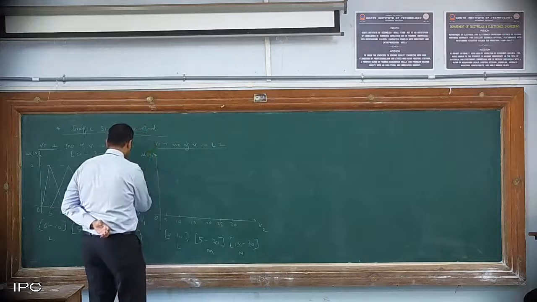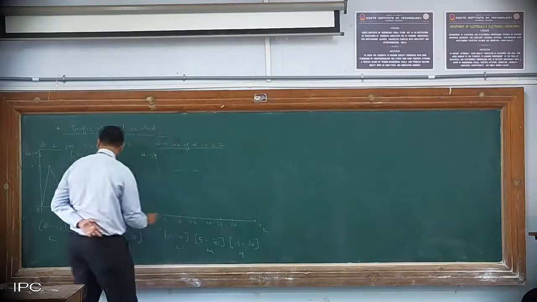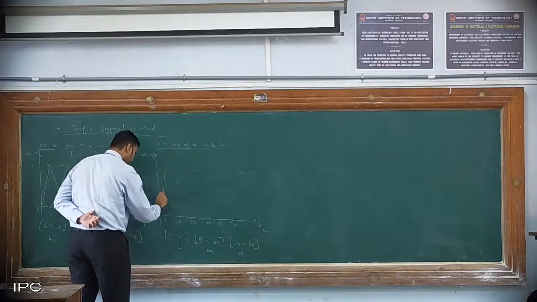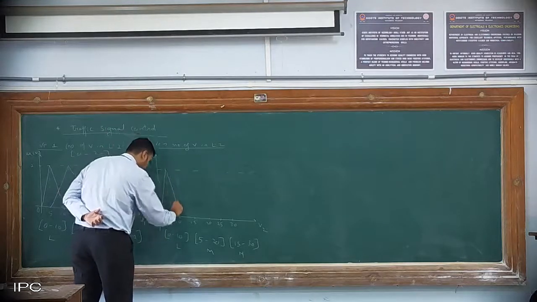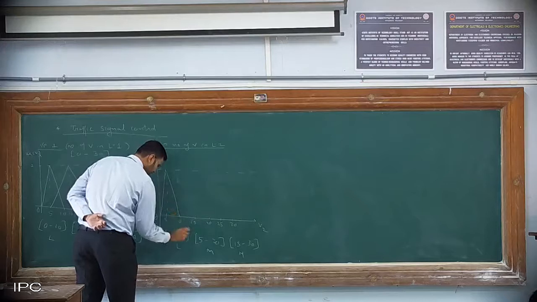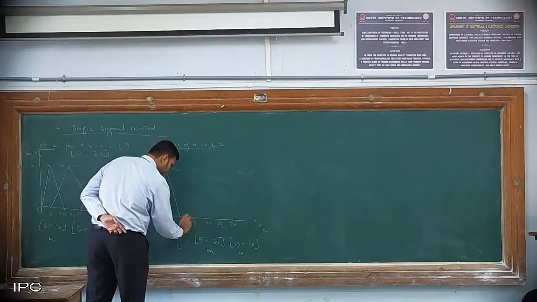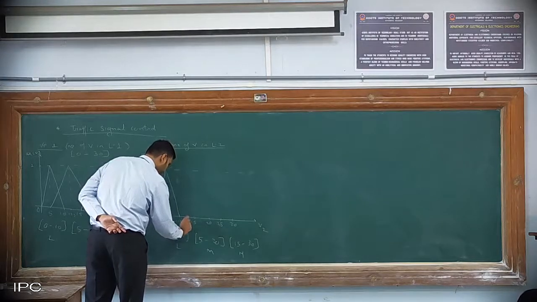Now again we will draw the same thing. So 5 will be your top. Next, it is from 5 to 20. This is nothing but 12.5.